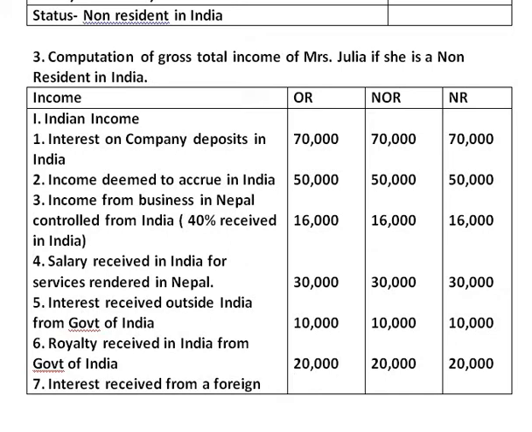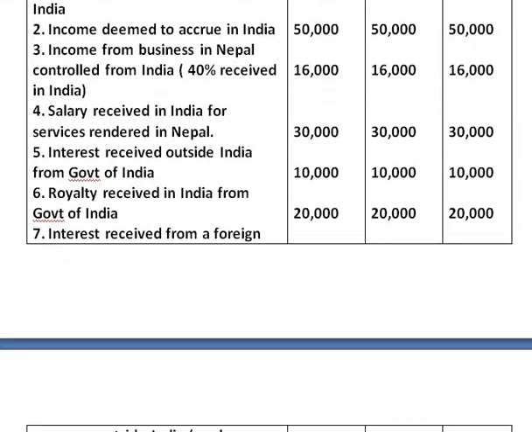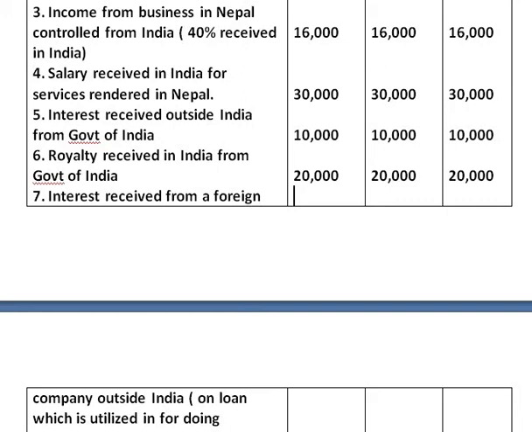And last, interest received from a foreign company outside India. In bracket you are given that the loan is utilized for doing business in India. The base is in India, therefore it has to be treated as Indian income and Indian income is taxable in all the three columns. Therefore take down 70,000 rupees in all the three columns.